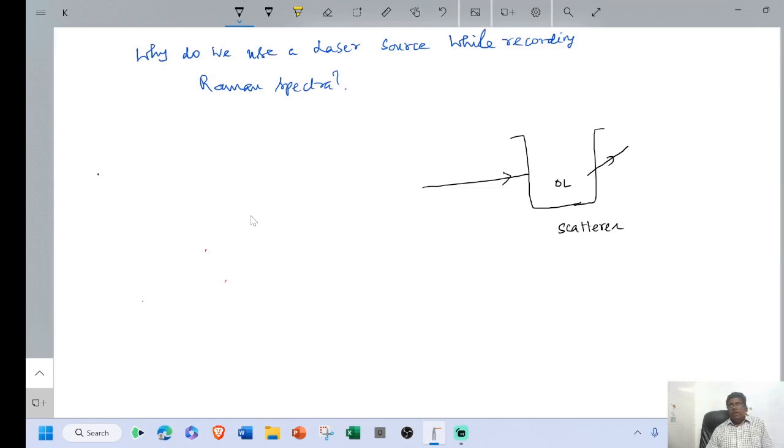If you observe the scattered radiation, we can get two types of scattering. One is elastic scattering and the other is inelastic.